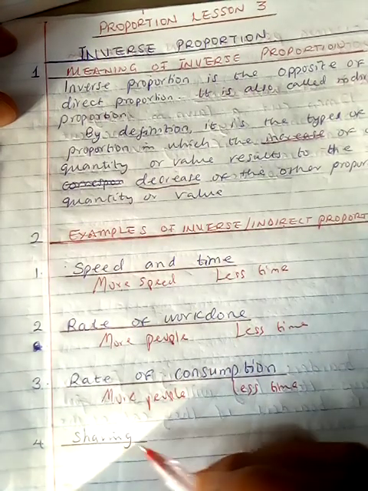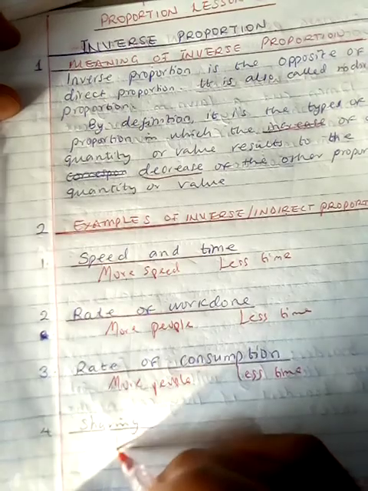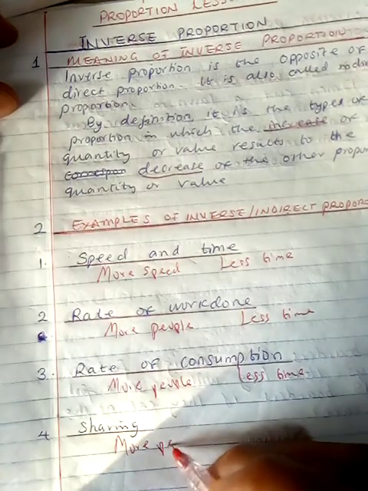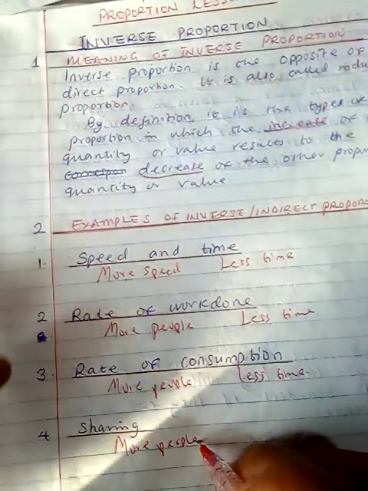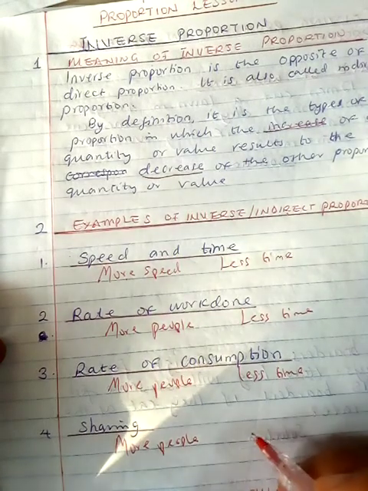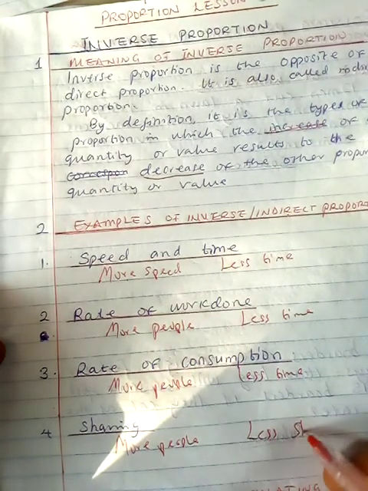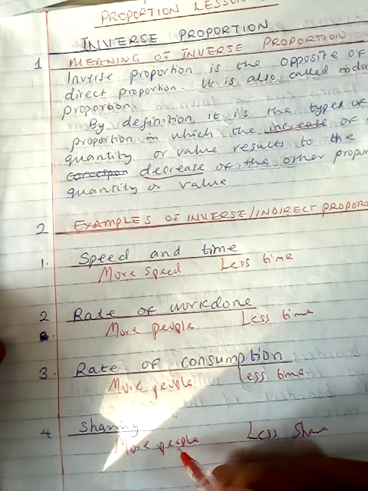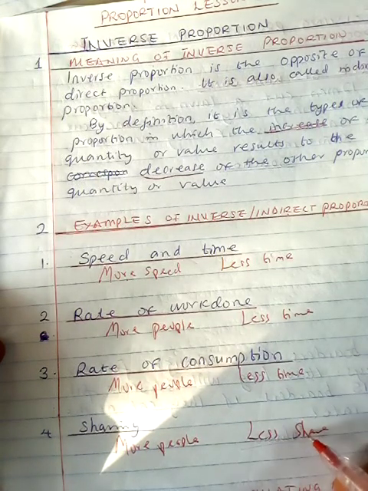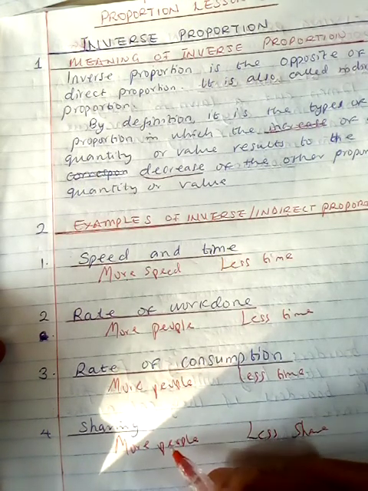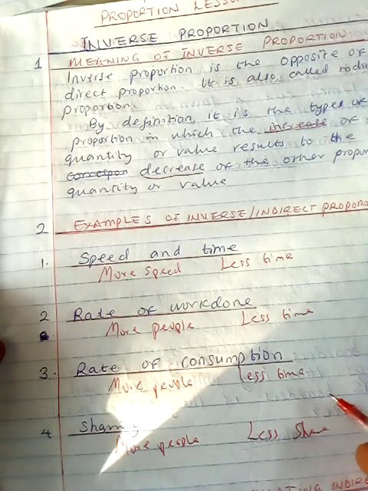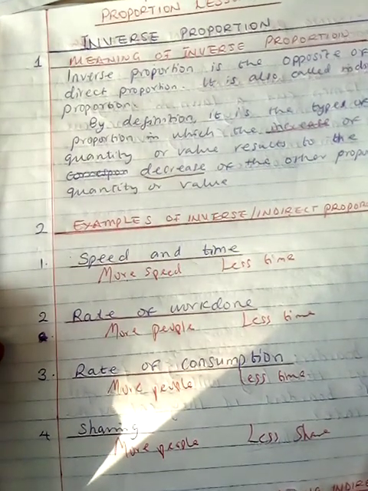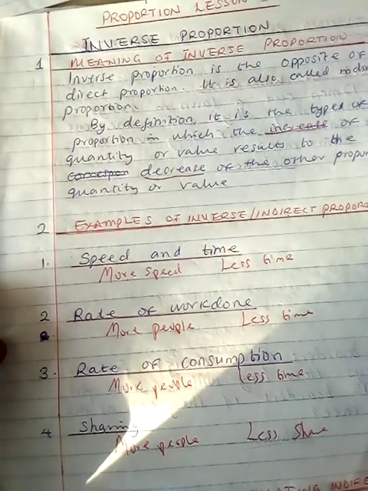And the last is sharing. The more people there are to share a particular thing, the less the share. So when you are sharing something among more people, the share will be less, and when the people decrease, the share will increase. So this is how inverse proportion plays out in real life.